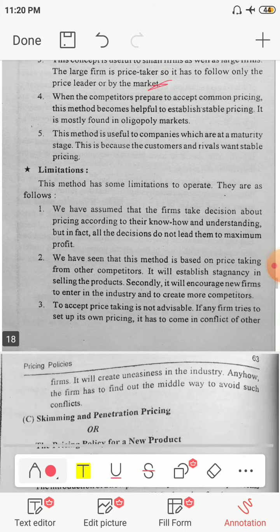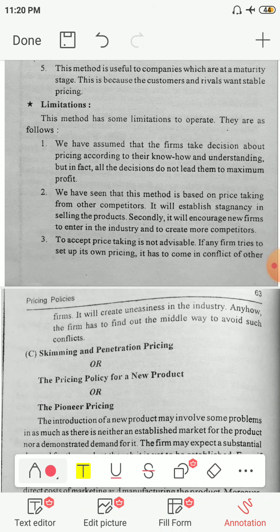Now let us discuss the limitation of this method. The first limitation is we have assumed that the firm take decision about pricing according to their know-how and understanding, but in fact all decisions do not lead them to maximum profit. As we are here adopting a price decided by market, which does not guarantee that you will earn profit at the same price. Maybe you are inefficient, your cost is more than the price. In that situation, you are incurring losses.